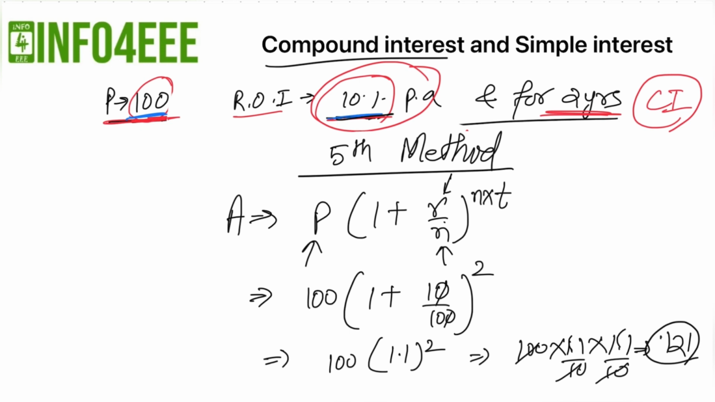So these are the 5 methods with the help of which you can find the compound interest.